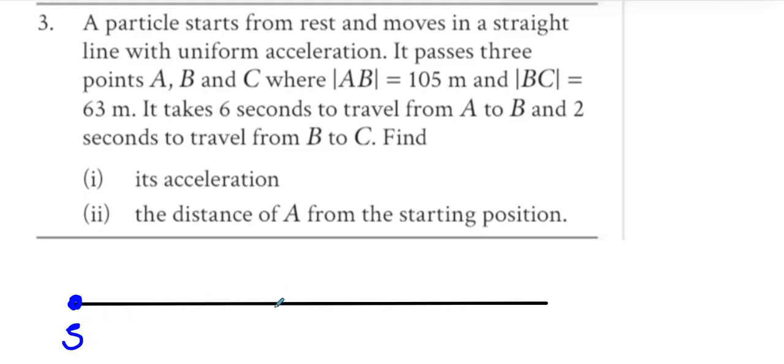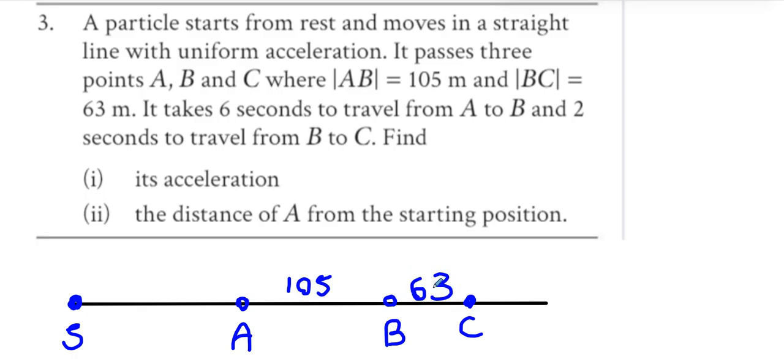Then it passes 3 points. So it passes the point A, then it passes B, and then it passes C. Okay, now B to C is shorter than A to B, so I might just move B over slightly. Okay. Now, would you all agree that's 105 and that is 63?